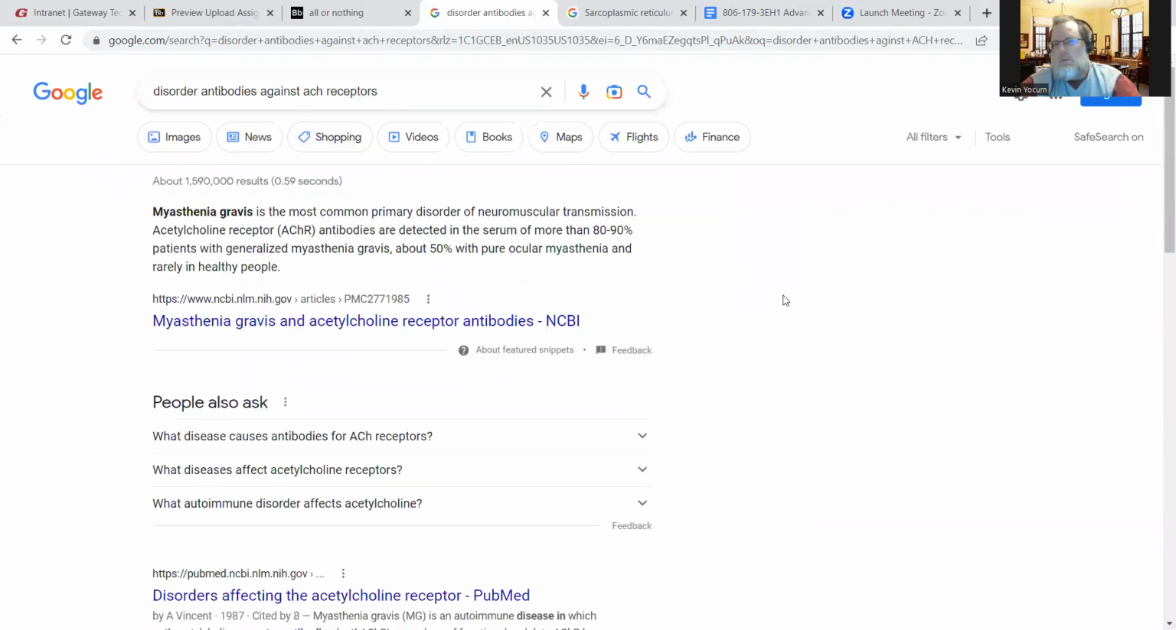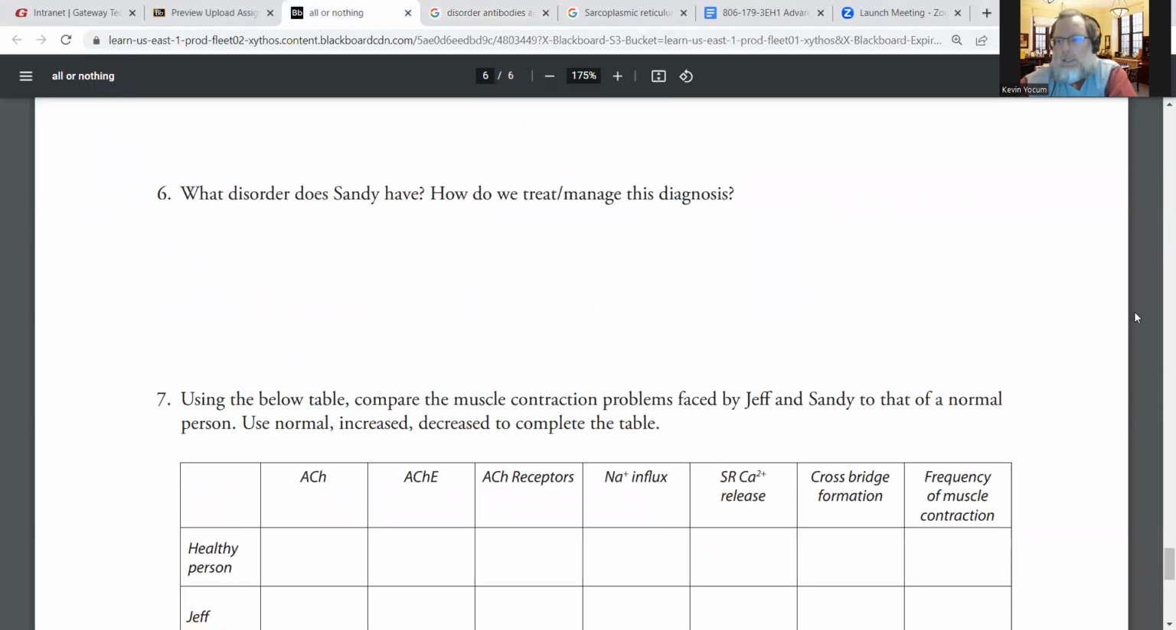And there you go. Pops right up. Disorder, antibodies against ACH receptors. Myasthenia gravis, the most common disorder. So we could then associate with that. So we could certainly think that that might be the issue. So what disorder does she have? How do we treat or manage the myasthenia gravis?